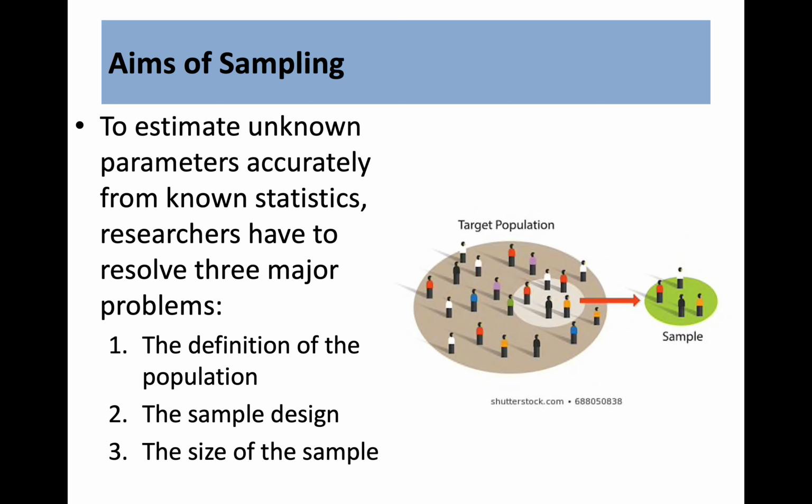To estimate unknown parameters accurately from known statistics, researchers have to resolve 3 major problems. First, they have to define what their population is. If we're talking about all the people in the United States, that's our population. Then we may talk about the sample design. What is the sample? If our target population is everybody in the United States, our target sample may be everybody that votes. That's fairly normal. And how many people are we going to count? That's the size of the sample.